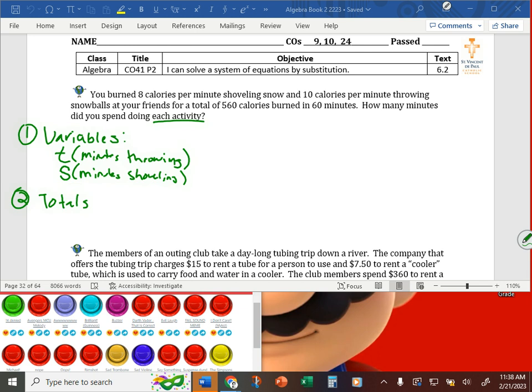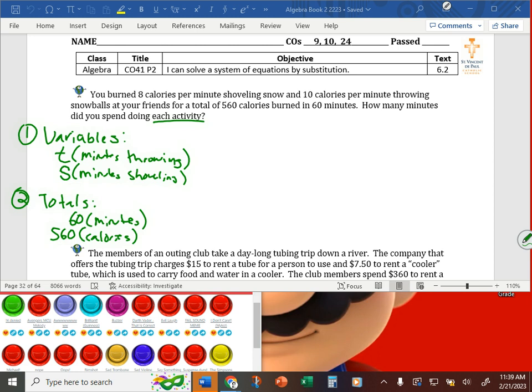Not going to be 10 and 60, because the 10 calories is kind of with that throwing snowballs. But the 60 is, okay, one of them is 60. And that 60 is in minutes. We'll talk about why it's important to pay attention to units shortly here. But the 60 is in minutes. The other total, Haley? 560, and that unit is calories. Right? So, one equation is going to equal 60, and the other equation is going to equal 560.